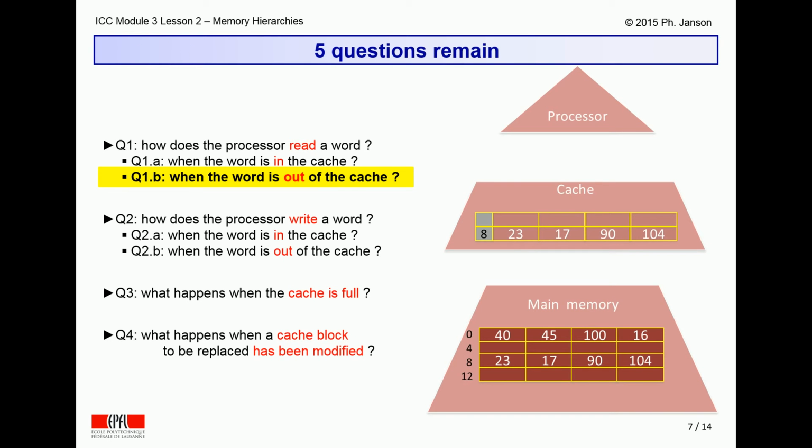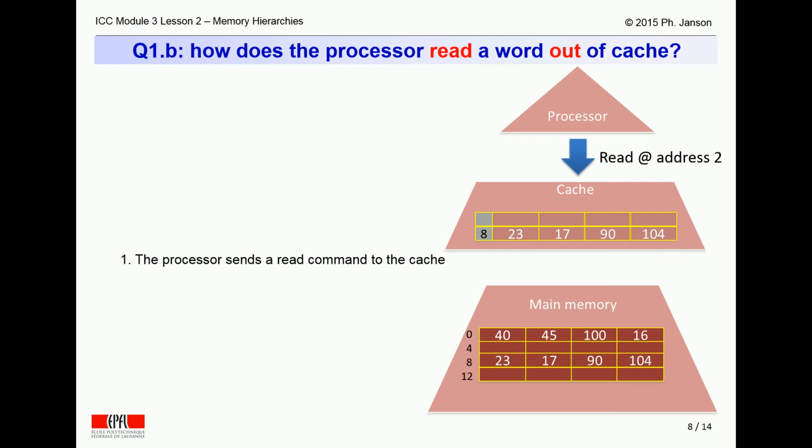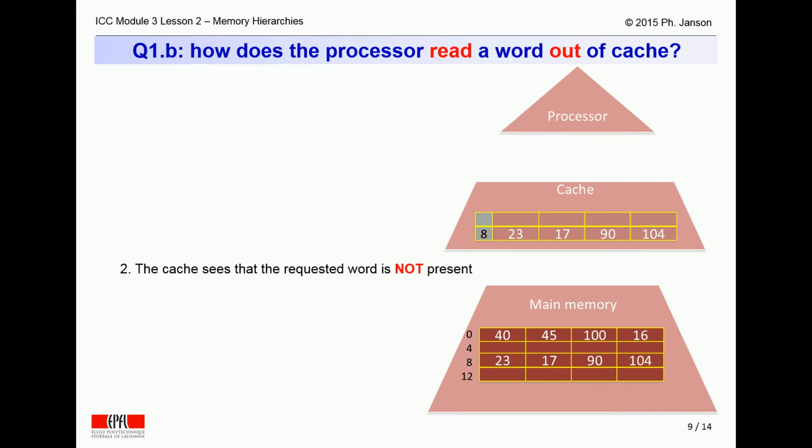Now, of course, things are a bit more complicated when the word requested by the processor is not yet in the cache. In this case, the first step is the same as before, except that the requested word address is now word number 2. So this time the cache computes that the requested word is in the block starting at address 0, which is not yet in the cache. The processor is thus forced to wait until the word can be imported from main memory into the cache. This observation triggers a hardware signal called a cache fault or cache default.